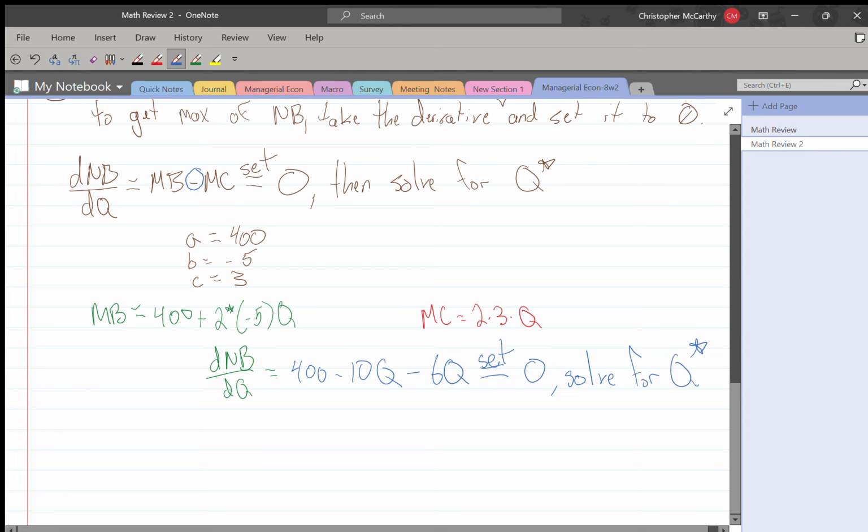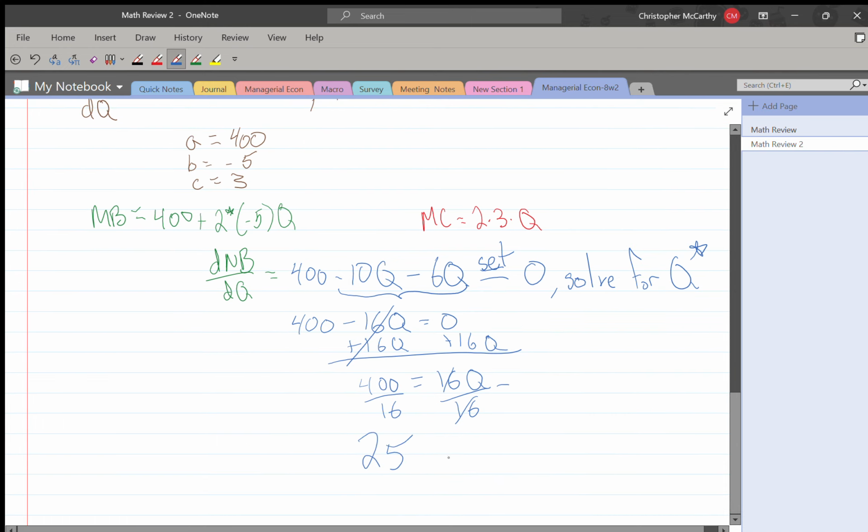And so right away you see that this is very similar to setting marginal benefit equal to marginal cost. It's just different ways to do the steps. It's all pretty much the same steps. And so we've got like terms here that we're going to gather together. So we're going to have 400 minus 16Q is equal to 0. We're going to go ahead and add 16Q to both sides. That's going to annihilate this 16Q. We end up with 400 equals 16Q. We divide each side by 16, and we end up with, you guessed it, 25 units as the Q star.